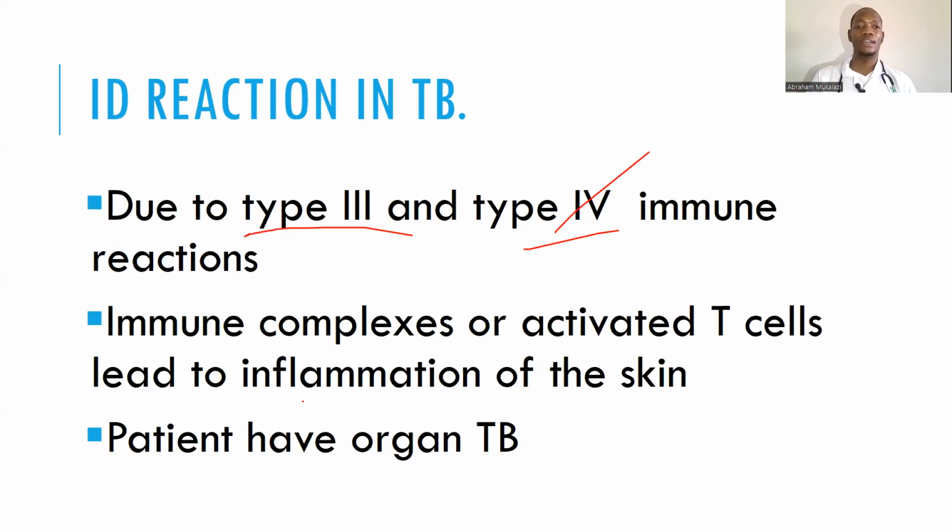So in this case, the activation is targeted towards the immune complexes that form between the antigens from the TB and your antibodies. Then when they're deposited in the skin, someone ends up with inflammation. Or if the patient has HIV and is treated, the immune system wakes up, then it starts to fight the underlying TB. So in most cases, patients who get id reactions have organ TB. So you have to look for it.